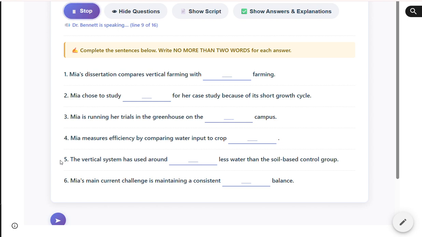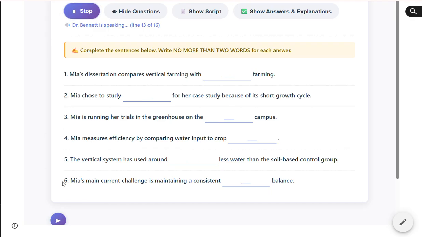Good, and how are you measuring water efficiency exactly? I'm comparing total water input against crop yield by weight, so I get a clear ratio I can compare directly to the soil-based control group. And what have your preliminary results shown so far? So far, the vertical system has used around 40% less water for the same yield, which is even better than I expected, honestly. That's a compelling early finding.